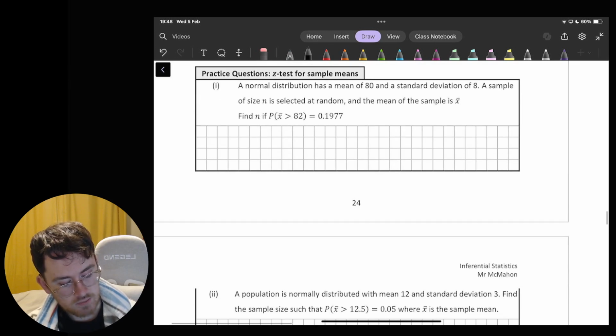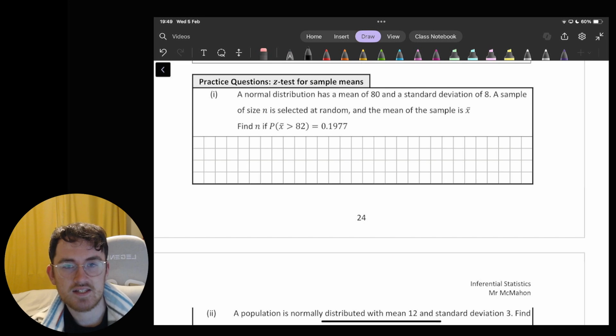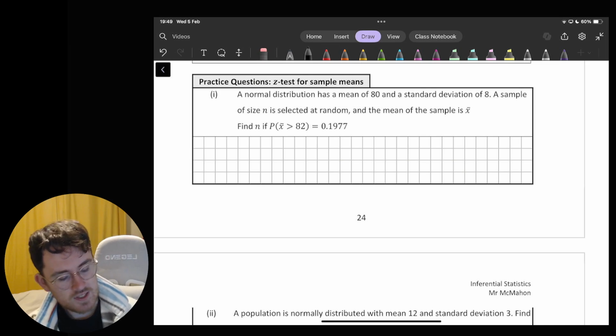Okay, we look at some practice questions here then using my z-test for sample means. So a normal distribution has a mean of 80 and a standard deviation of 8. A sample of size n is selected at random and the mean of the sample is x bar. Find n if the probability that x bar is greater than 82 is 0.1977. So we're immediately jumping into some of these slightly more awkward z-score questions, but let's have a look at it.